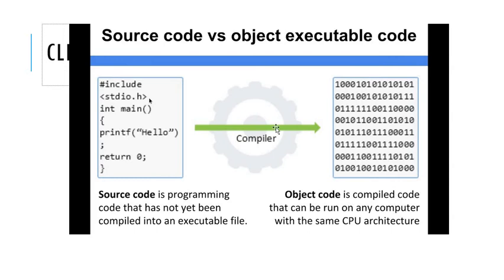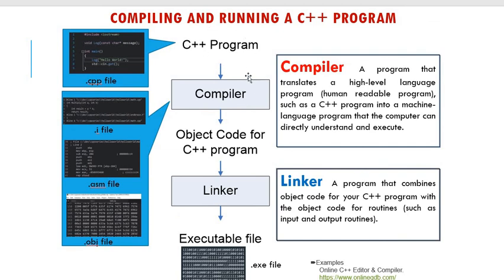Okay, and then we have a compiler to translate this high-level language into machine code. The compiled code, we call it object code. What is object code? Object code is compiled code that can be run on any computer with the same CPU architecture. So we have a program, then a compiler translates the high-level language into machine code, and when we compile the program, we know that program as object code.